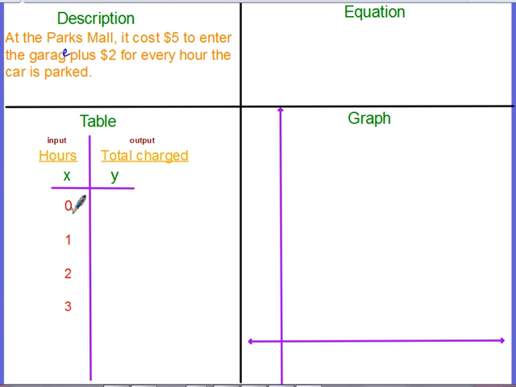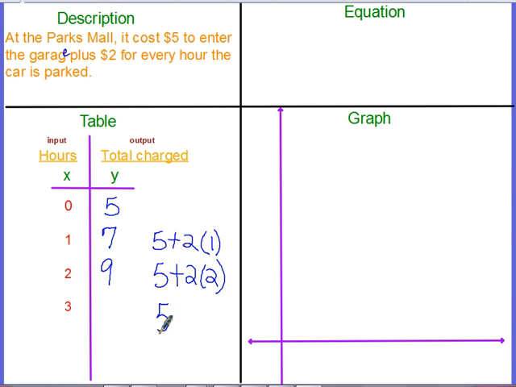Okay, so let's think about this situation. I enter the garage and I'm parked for 0 hours. So maybe I just run in and grab something real quick. It's still going to cost me $5 to enter the garage, but I was there for 0 hours, so I don't have to pay any of this fee here. Now, if I'm there for 1 hour, I'm going to have to pay $5 to enter the garage plus 2 times 1 hour, since I was there for 1 hour. So that's going to be a total of $7. If I'm there for 2 hours, it's going to be 5 plus 2 times 2, which is 9. And if I'm there for 3, it's going to be 5 plus 2 times 3 hours, which gets me a total of 11.